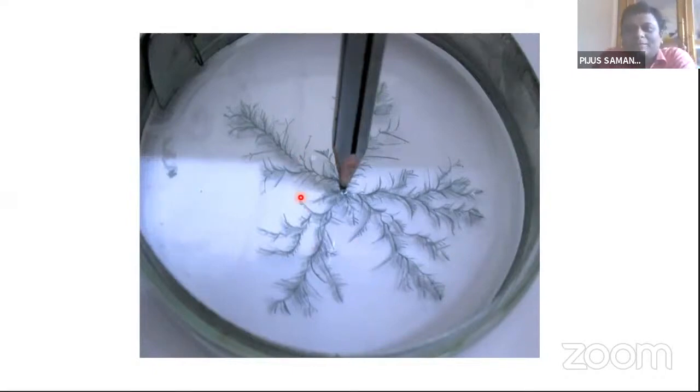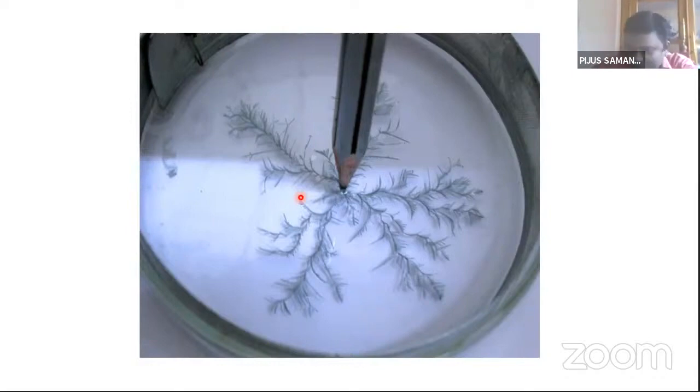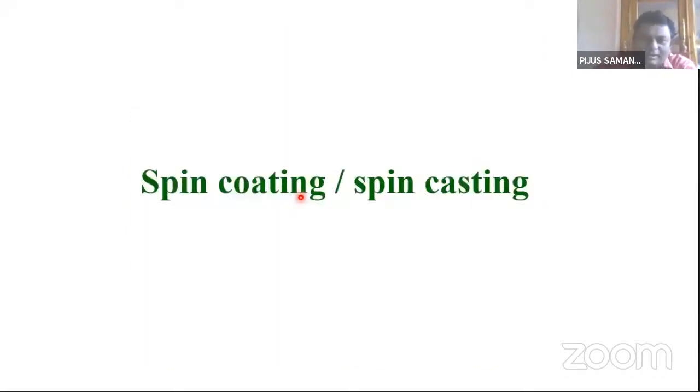The aim of this lecture is to give undergraduate and graduate students a flavor of the technology and the methods, so that they can also grow some structures of their own interest at home or in their laboratory. So this is the simplest electrochemical setup that we used in our laboratory, and we got these results. Now we shall go to the third method, which is known as spin coating or spin casting.